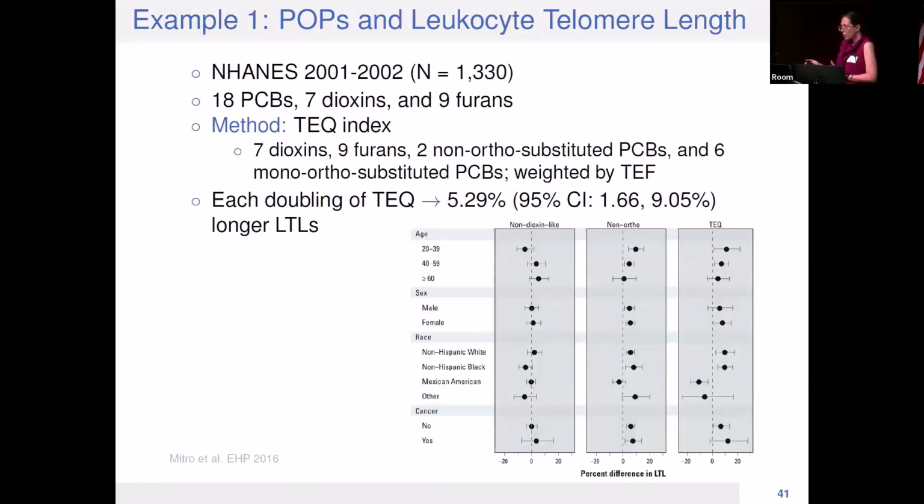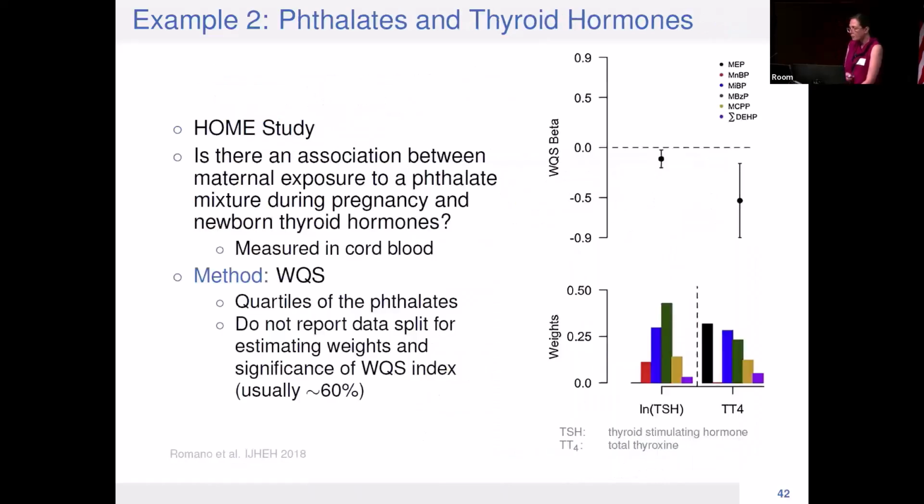So the first one is on persistent organic pollutants and leukocyte telomere length, and in this study, this was the mixture. They used the TEQ index for those chemicals that had toxic equivalency factors. So that's not everything. And this is the last column here. They found that each doubling of the TEQ resulted in a 5% increase in leukocyte telomere length. And these are effect modifications by these factors that the investigators wanted to examine.